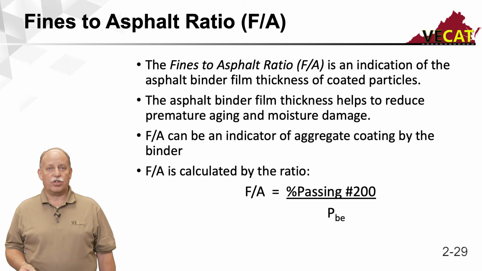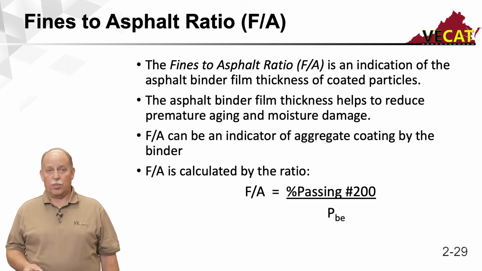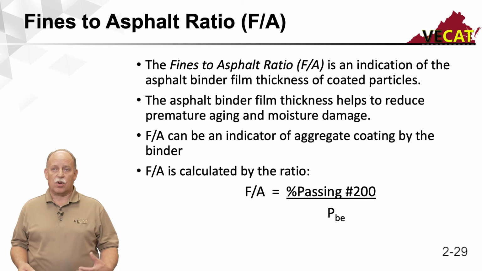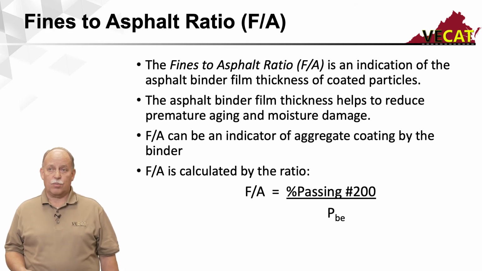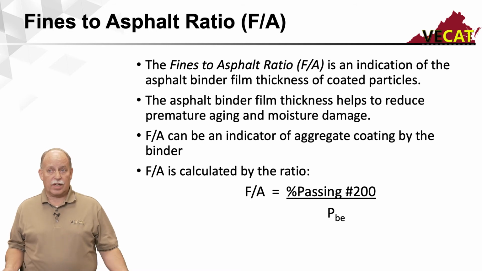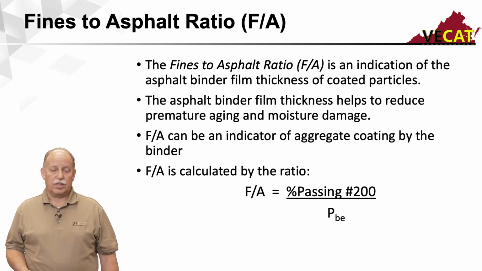So, FA ratio. FA ratio is an indication of the asphalt binder film thickness of the coated particles. Film thickness on our aggregates is critical to ensuring that we get a good, durable pavement structure. The best way to get a relative measure of that is with this fines to asphalt ratio. That binder film thickness helps reduce premature aging and moisture damage, and it can also be a measure of the coating by the binder. It's very easy to calculate. It's just the percent passing the number 200 sieve divided by the effective binder content. Again, the effective binder content is the total binder minus the amount of binder that was absorbed in the aggregate.